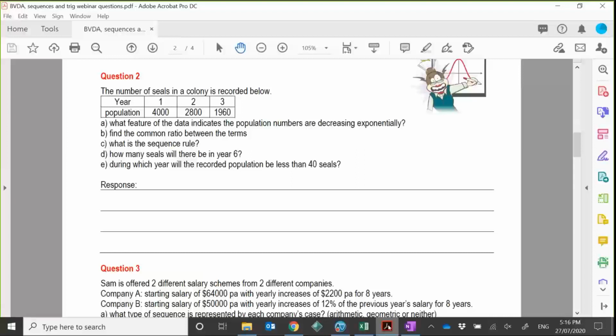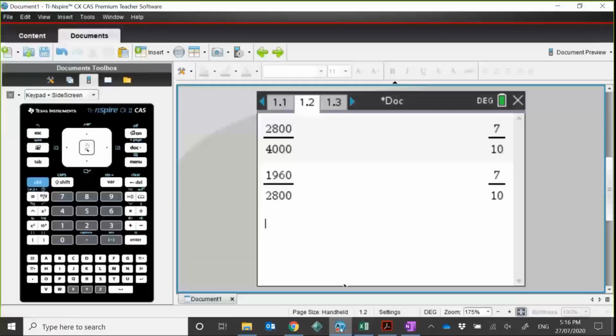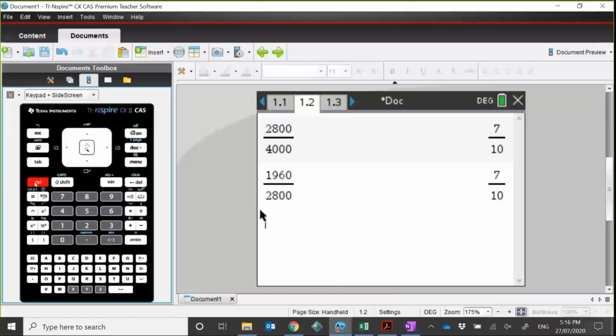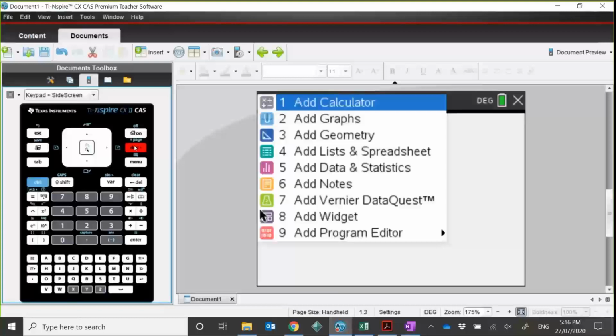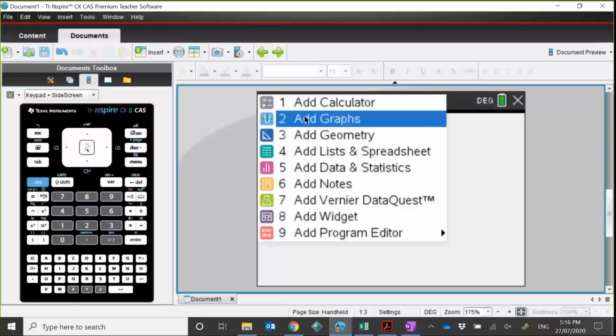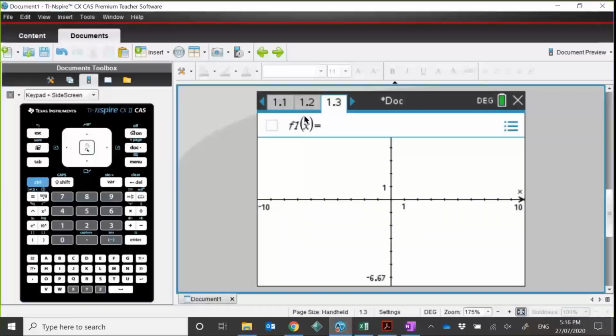Now, how many seals will there be in year 6? We're going to do this a couple of ways. In the calculator, I am going to put in a new equation for you. So I'm going to add in a page, and I'm going to add a graphs page this time. I'm going to type in that rule that we just had. It was 4,000 multiplied by 0.7 to the power of n minus 1. When you're graphing, though, you can't use n, you have to use x.